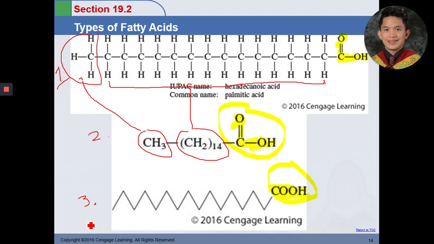Now, if we take a look at the third representation right here, we could have this zigzag-like pattern wherein each point indicates a carbon atom, like that. Okay, so again, fatty acids can be represented using any of these three representations. Moving on.